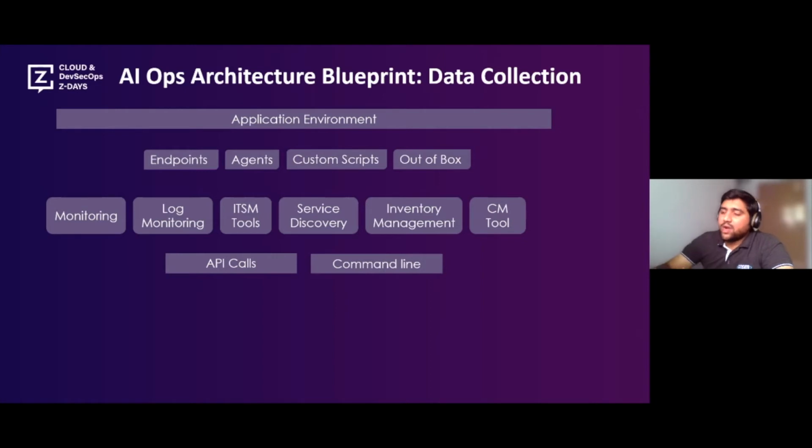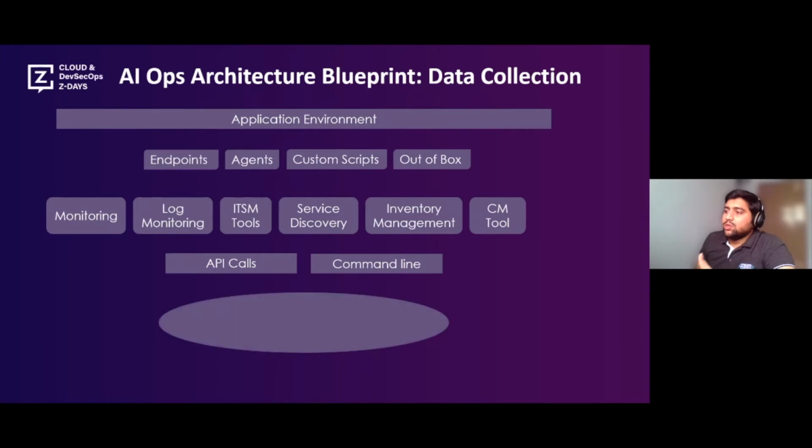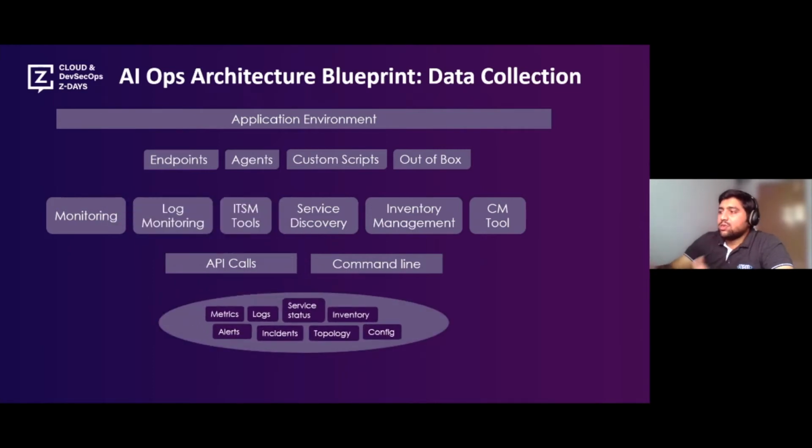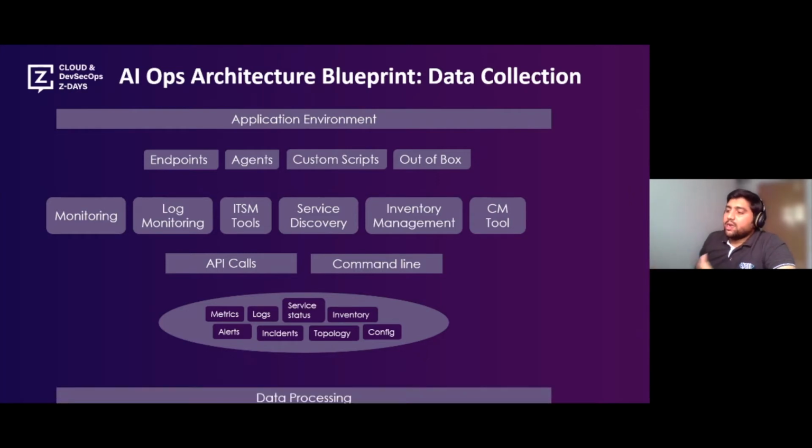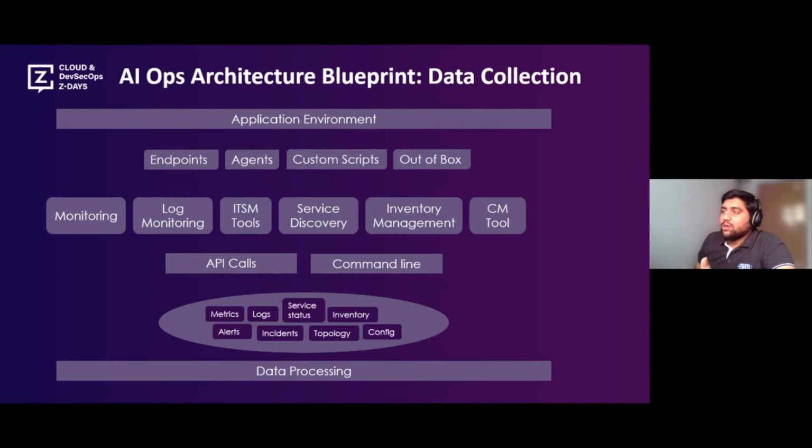And for our model to fetch the data from these monitoring tools, we can use API calls or command line integrations. Usually the data will be the metrics, logs, service status, inventory, alerts, and whatever we have discussed before this slide. These are the kind of data that we'll be collecting from the application environment through these tools using the API calls, and the data will be sent to the processing layer.